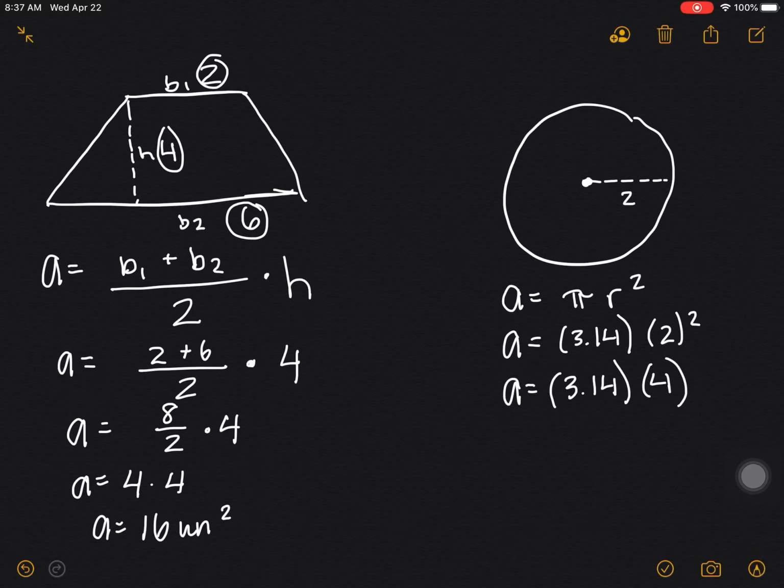Now remember, if you're only given the diameter, you can 100% still figure out the area just by dividing that diameter into 2 to find our radius. So the area of this circle would be 12.56.